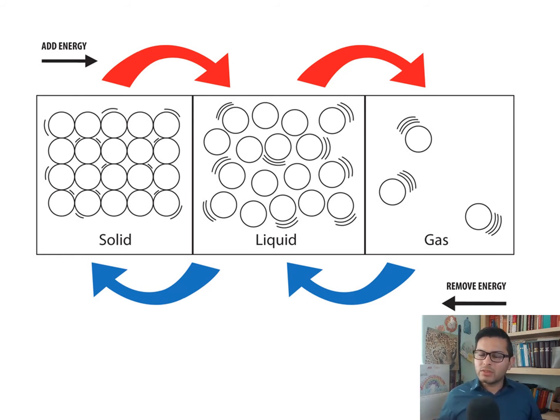But when you start to remove some of that energy from them, remember they have this attraction. So they clump back together and now they're back to a liquid. And even if you remove more energy from that, remove more heat from that, then they can't move around anymore. Wherever they were, now they are locked into place again as a solid.